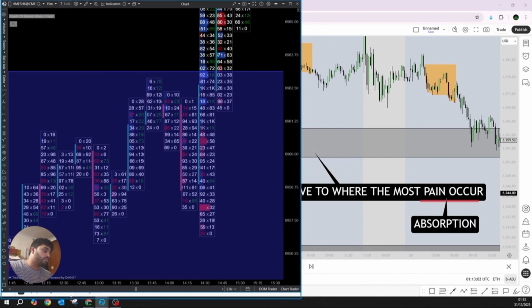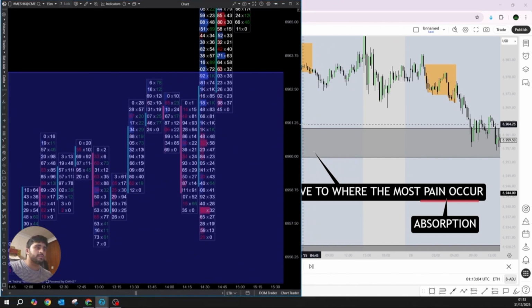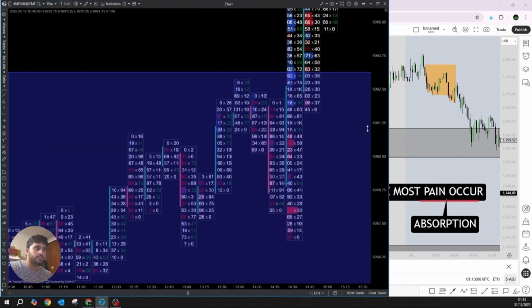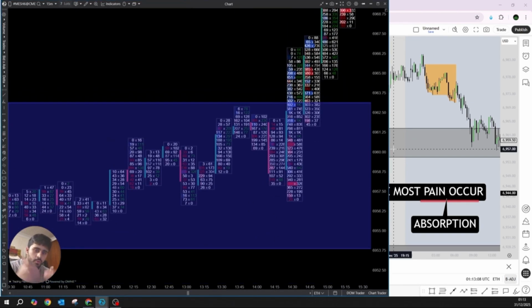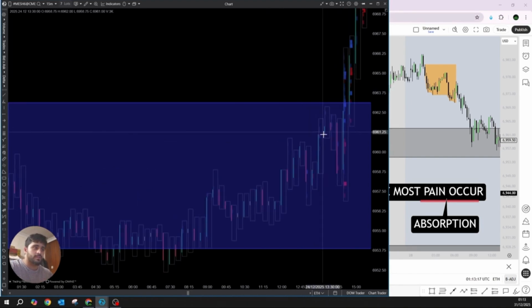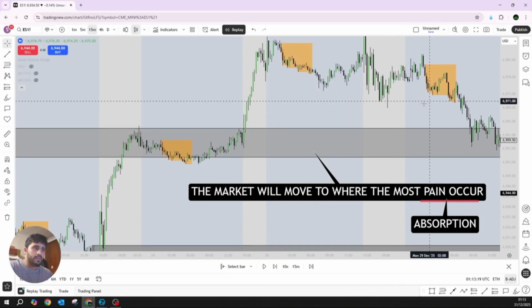Absorption in trading will come down to buyers or sellers being trapped. Buyers or sellers being trapped. So when you have a move to the upside, what's really happening is that buy orders or sell orders are not being rewarded. That's all that's happening in the markets. So take this up move, for example, here.